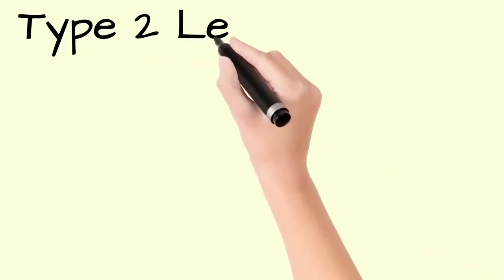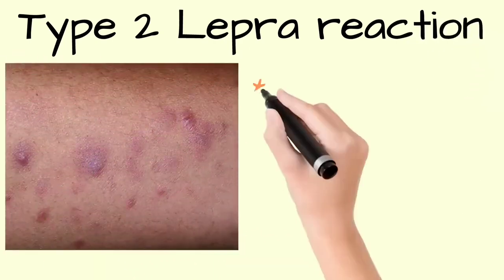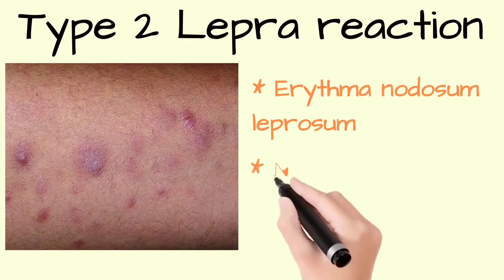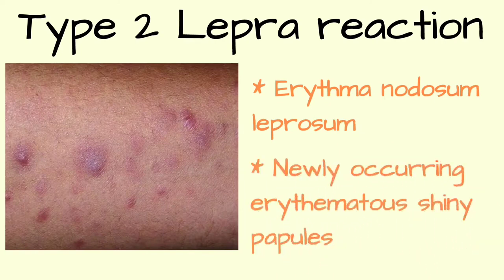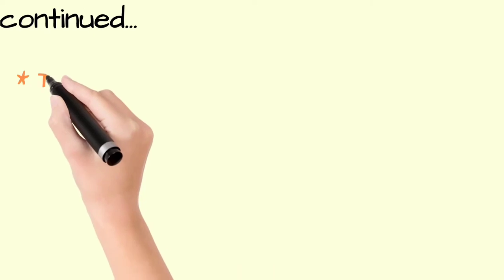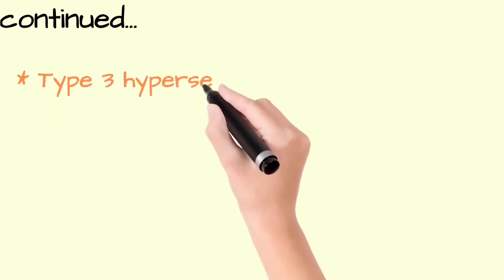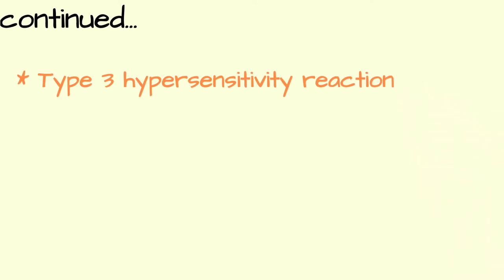Type 2 Lepra reaction. This one is also called erythema nodosum leprosum. In this type, unlike type 1, newly occurring lesions which are erythematous shiny papules appear on the skin. This is a type 3 hypersensitive reaction which is due to the accumulation of immune complexes which should be cleared by the innate immune cells. So these start reacting against their own cells and may cause autoimmune diseases.